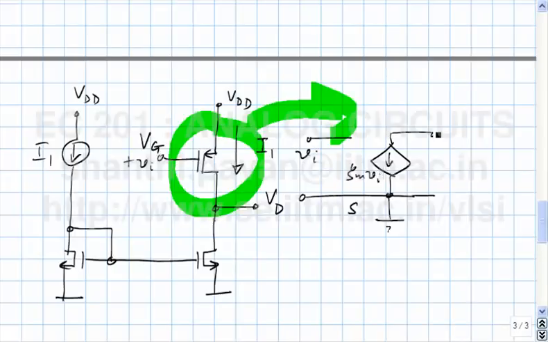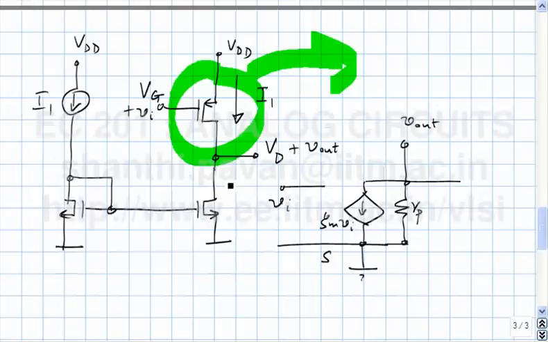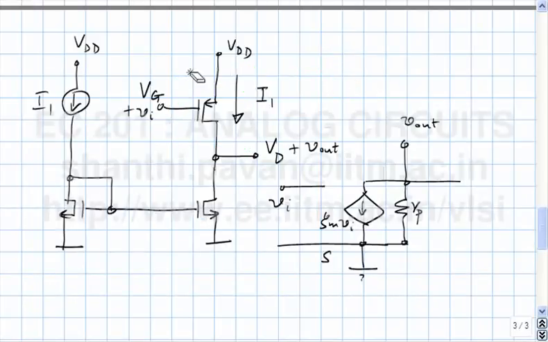In a real PMOS transistor, as I said, you will have some channel length modulation, so let me call that Rp. That represents 1 over the slope of the IV characteristics of the PMOS device in saturation. Now this connects to an NMOS transistor, to the drain of the NMOS transistor. What is the small signal equivalent of the NMOS transistor?